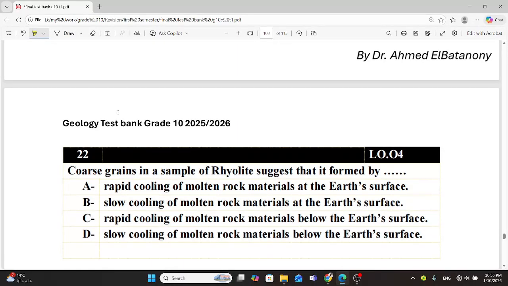Cross grain is an assembly of rhyolite, suggested it formed by rapid cooling ولا slow cooling ولا rapid cooling ولا slow cooling الأول؟ احنا عندنا slow cooling. يبقى احنا ما بين B و D of molten rock at the earth's surface. لا follow the earth's surface هي هتبقى دي.